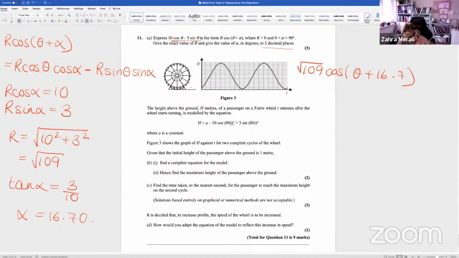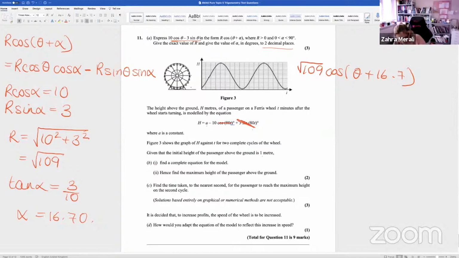So we've got to find a complete equation, given that the initial height of the passenger above the ground is 1 meter. So when t is 0, we know that cos of 0 is 1, whereas sine of 0 is 0. That's going to make all of this bit here equal to 0, and that's going to make this equal to 1 when I put 0 in. So A, in order for it to equal 1, must be 11.